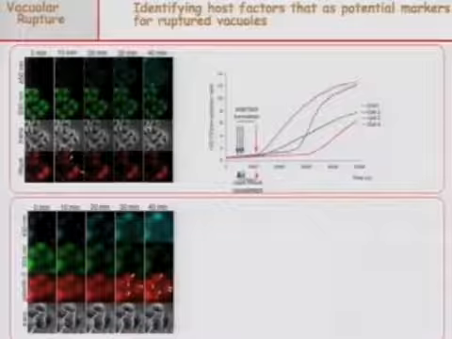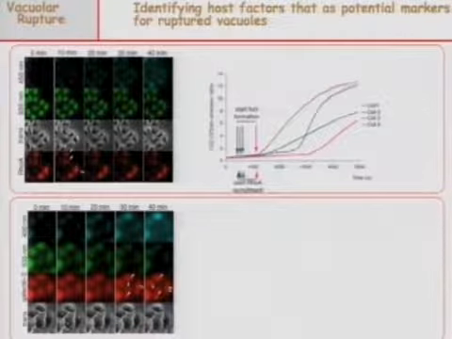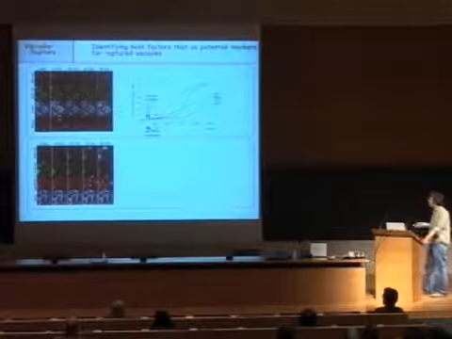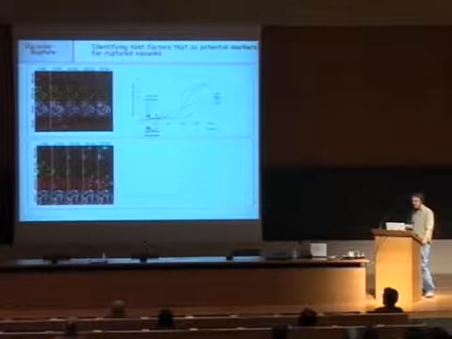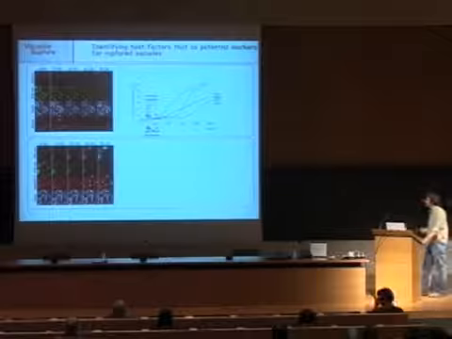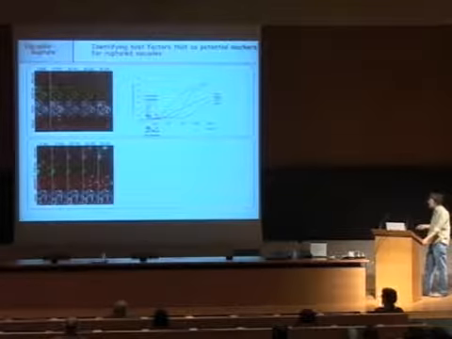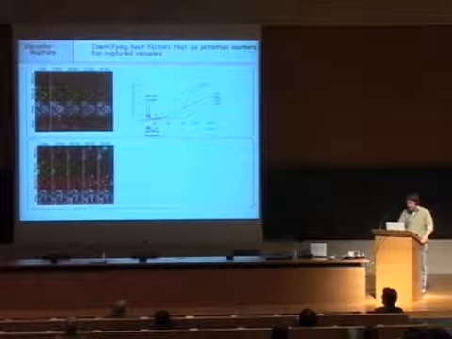And then we looked at other factors, and here we have a factor called galectin-3 that was identified by Irit Paz and Philippe Sansonetti's group as a marker for bacteria when they exited the vacuoles. We wanted to use our assay to validate whether galectin-3 is actually a good marker for vacuolar escape of Shigella. And then again, we looked at individual cells.